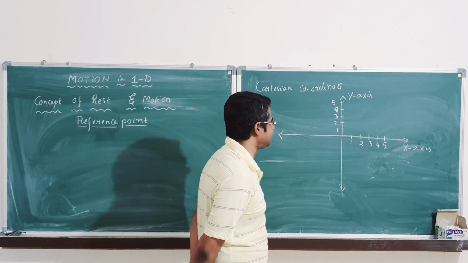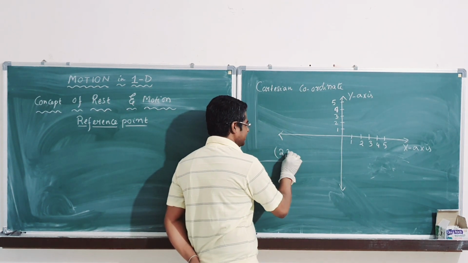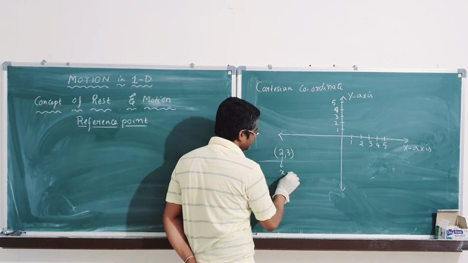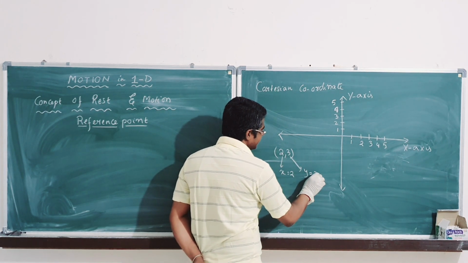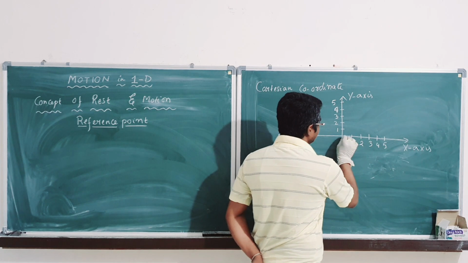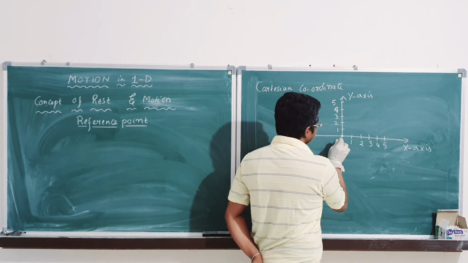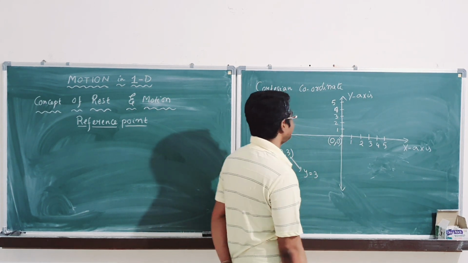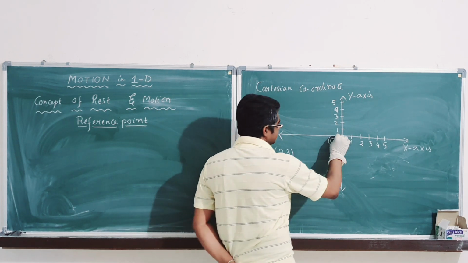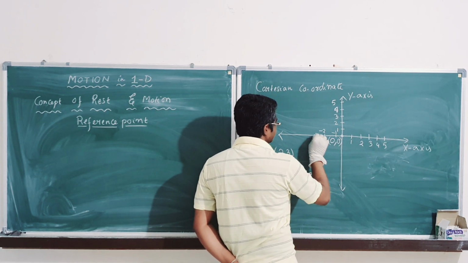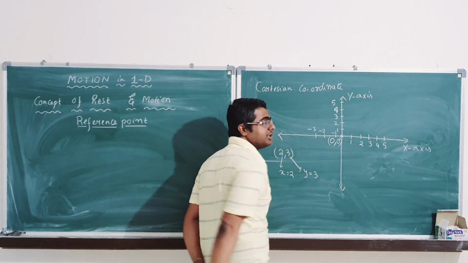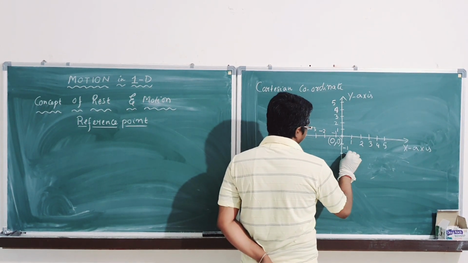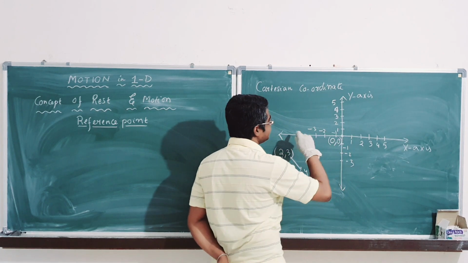Suppose a point is given to you, say 2, 3. That means the value of x is 2 and the value of y is 3. I will start from this point, where the x value is 0 and the y value is also 0. When you go to the left side, it is -1, -2, -3. You can compare this with the number line that you must have learnt in lower classes. Here also it is -1, -2, -3. This is for the y axis, this is for the x axis.